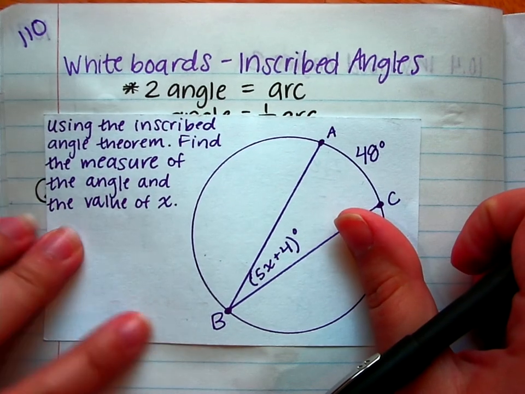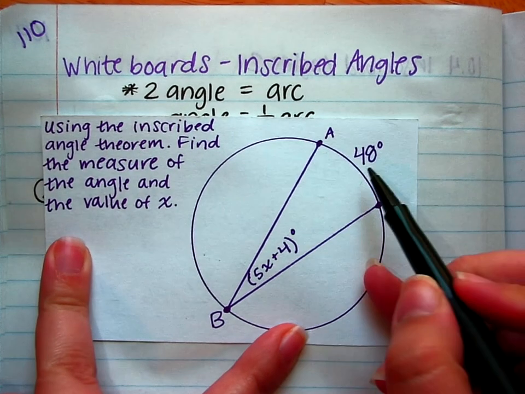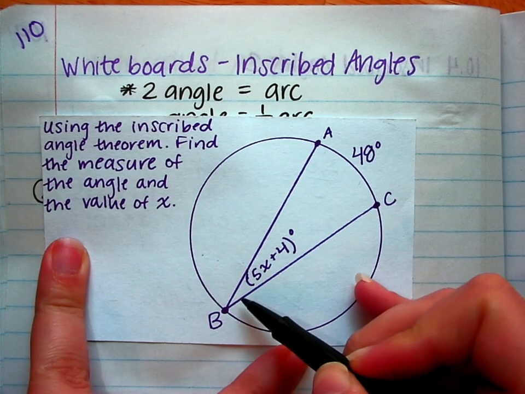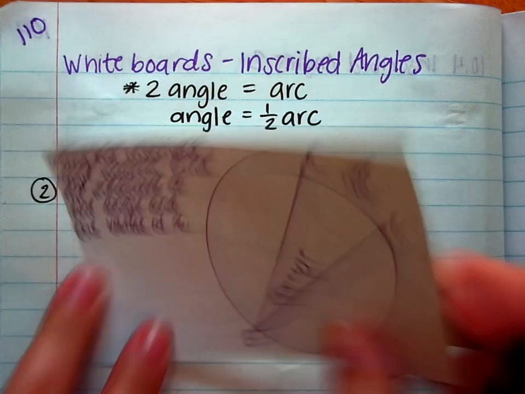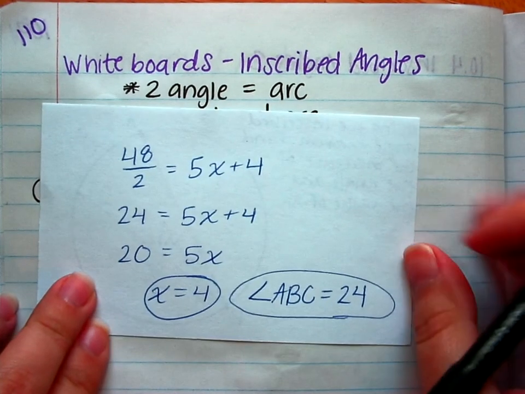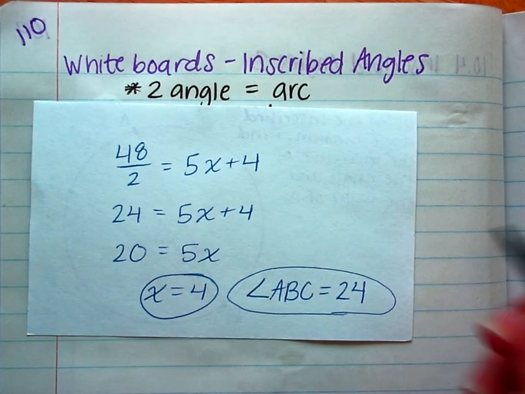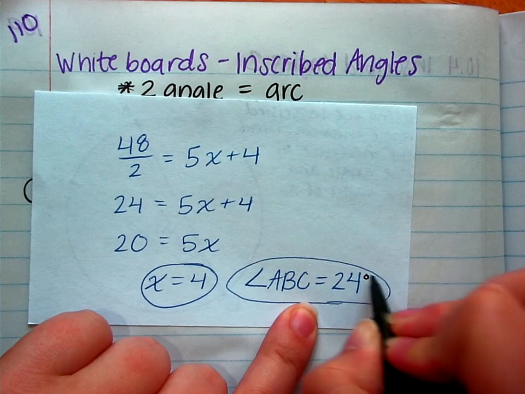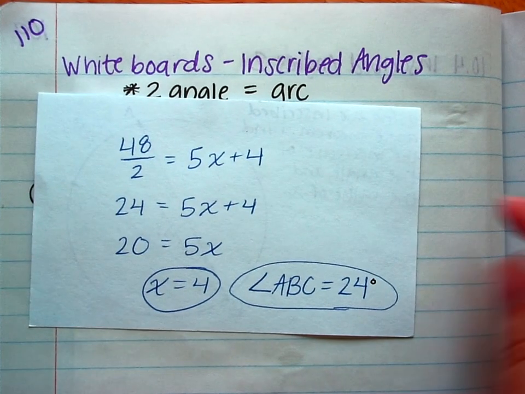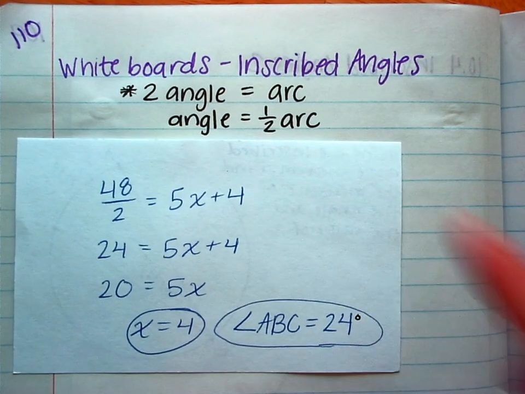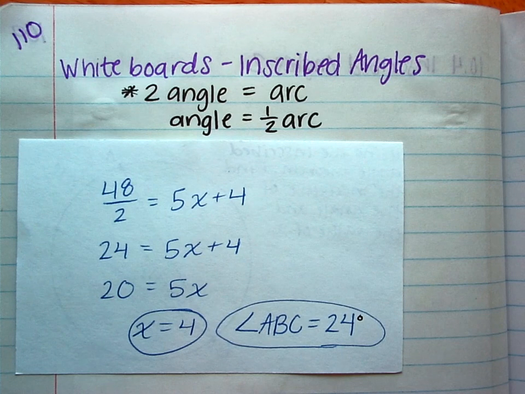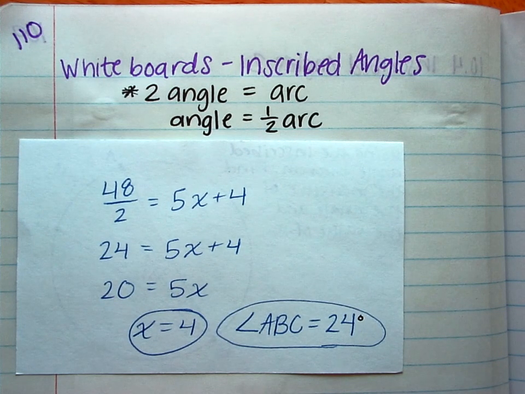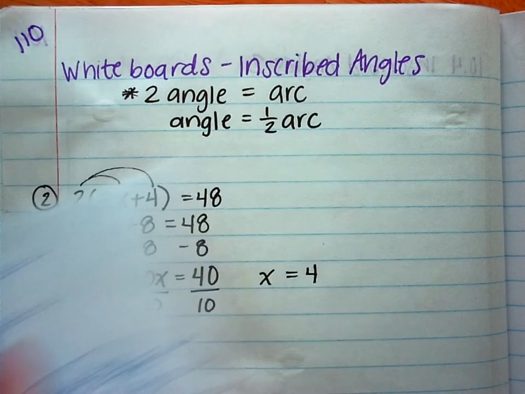I also wanted the measure of the angle. So we know that the arc divided by 2 would give you the angle measurement. So for your angle measure, you should have gotten 20 degrees. Or sorry, 24. Did I say 20? 24 degrees. Okay, that was number 2.